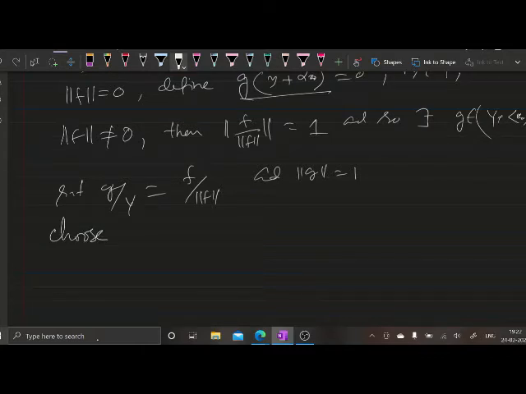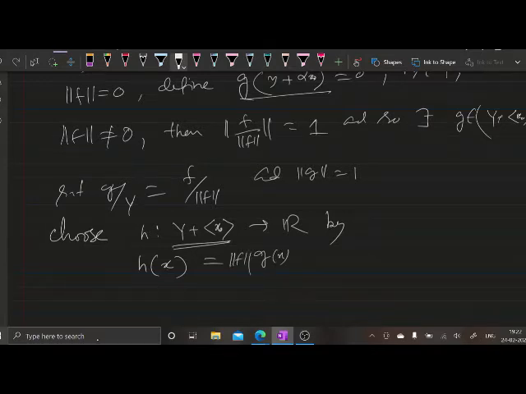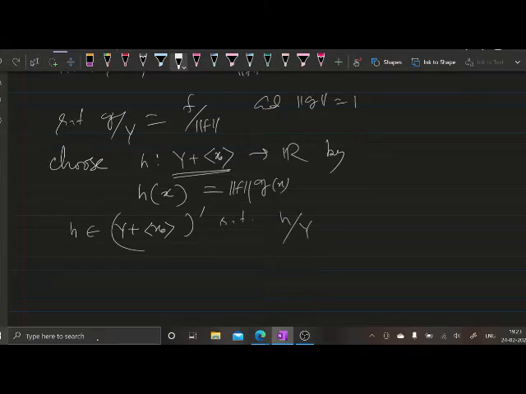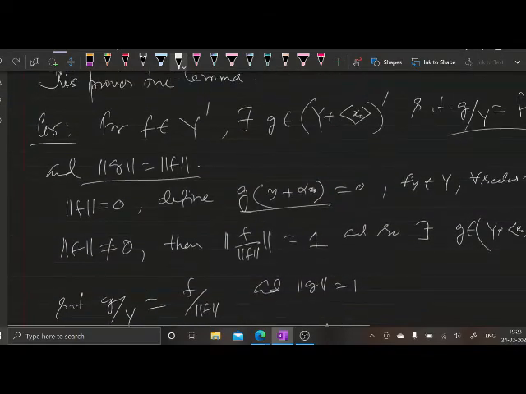And then you choose the map, that means you can define the map h from Y plus this to R by taking, suppose x belongs to this subspace, h x will be g x multiplied with the norm f. Then it is true that this h is again in the dual space of this subspace, such that if you take the restriction, you will get f, right? And if you take the norm, then norm h is equal to norm f into norm g, but norm g is 1, so it is equal to norm f, right? So this proves the corollary.